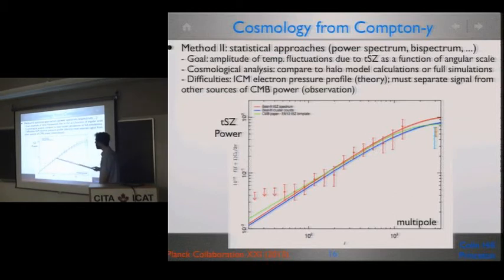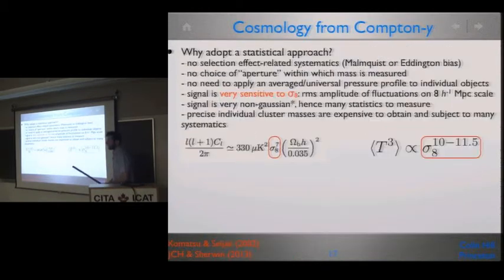So the difficulties with these kind of approaches, on the theory side, you have to understand the ICM electron pressure profile as a function of mass and redshift. And then observationally, you have to be able to separate the TSZ signal from everything else that's in the CMB sky. So the CMB itself, point sources, the cosmic infrared background, the kinetic SZ effect. There's many things.